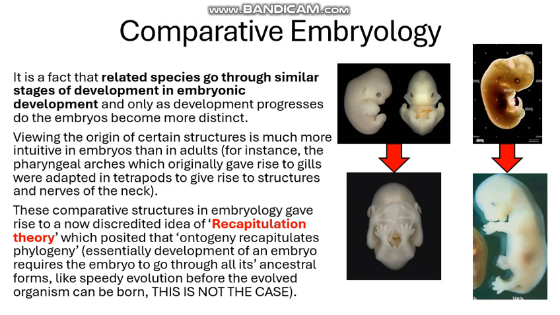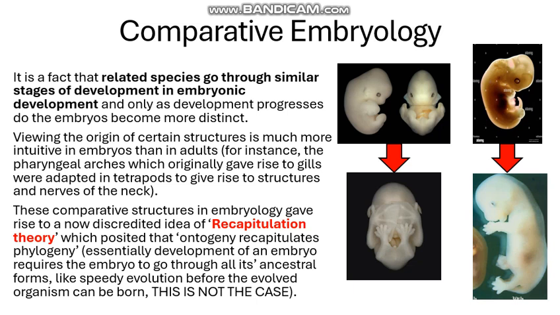For instance, the pharyngeal arches, which originally gave rise to the gills in fish, were adapted in tetrapods to give rise to the structures of the nerves and of the neck, as well as the structure of the neck itself. Now, in the embryos of both fish and tetrapods, these pharyngeal arches are still present, but as the embryo develops, we're able to understand how these primitive structures have been adapted through the course of evolution to give rise to new structures.